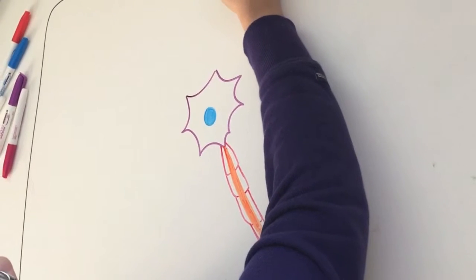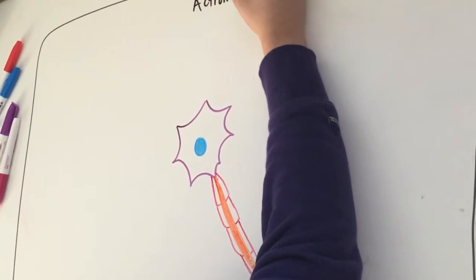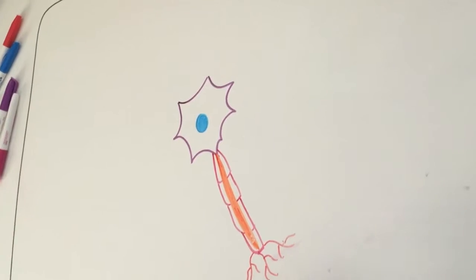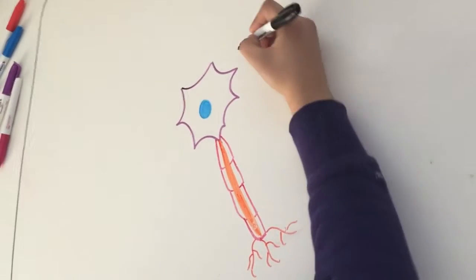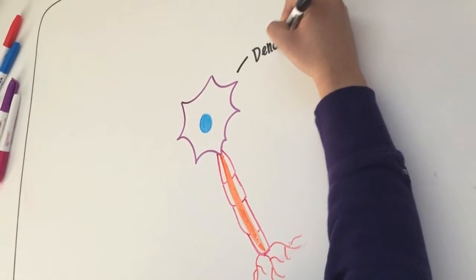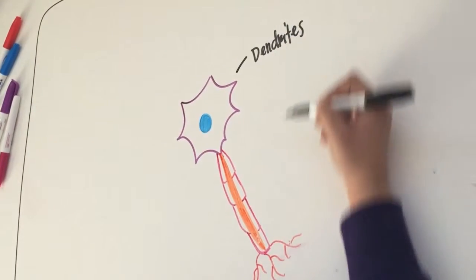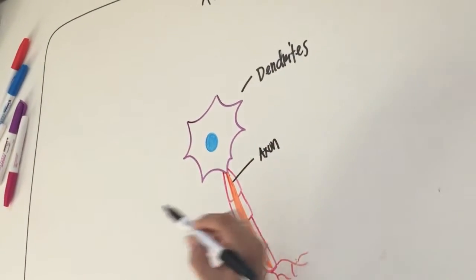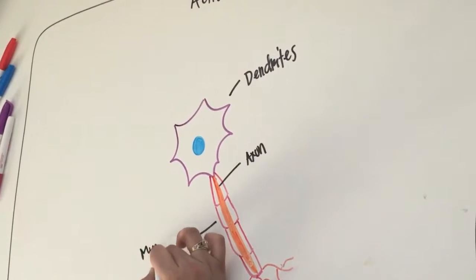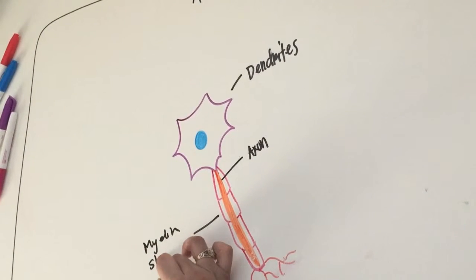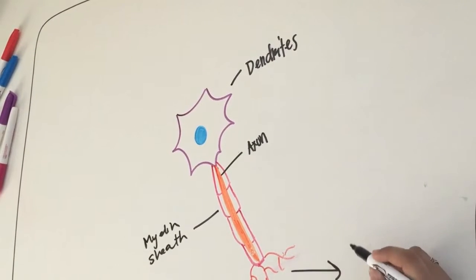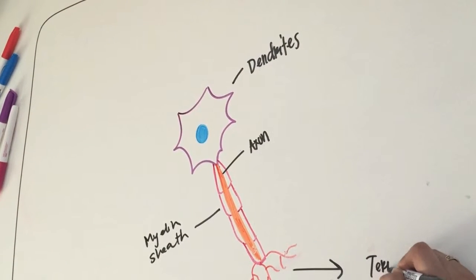Talk about action potential. First, we're going to discuss the components of a neuron. So first we have the dendrites, we have the axon, the myelin sheath, and then we have here the terminal branch.